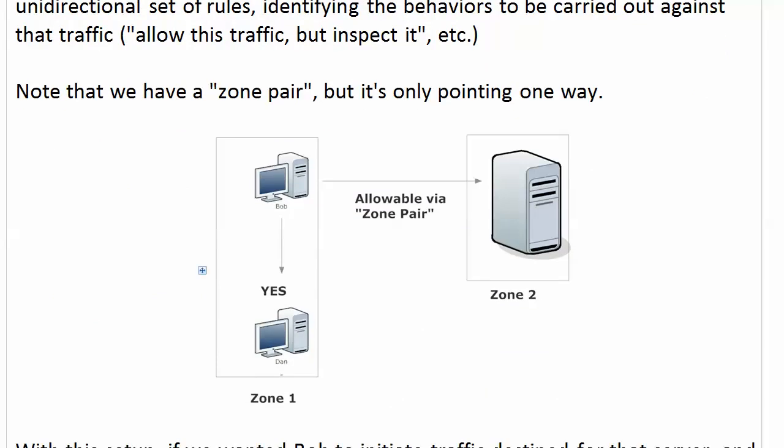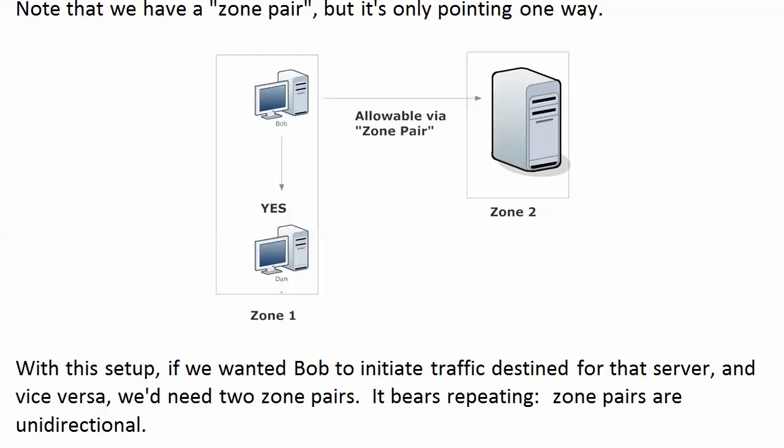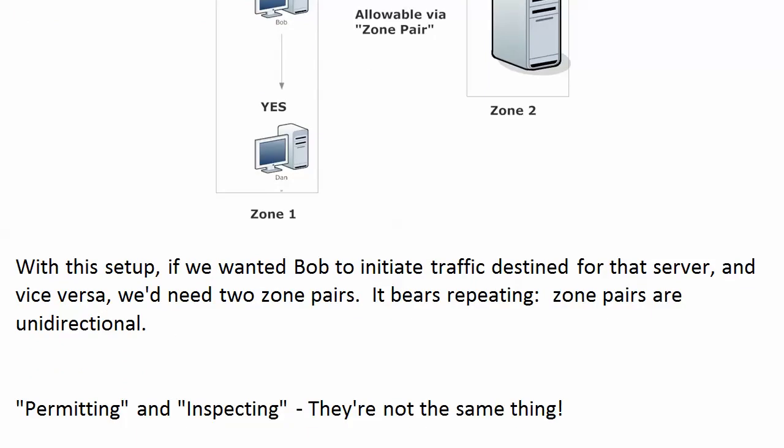Now, you're going to have a zone pair, but it's only going to point one way. Notice that I've got an arrow here from Bob to this server, saying allowable via zone pair, but it's a one-way deal. There's only one arrowhead. I'm going to mention this a couple of times in just a few minutes. Zone pairs are unidirectional. With this particular setup, if we wanted Bob to be able to initiate traffic destined for that server and vice versa, we would need two zone pairs because they're unidirectional. That's the toughest thing about zone pairs. Once you remember that and you look at the syntax, you write a couple of them, it's going to become second nature to you.